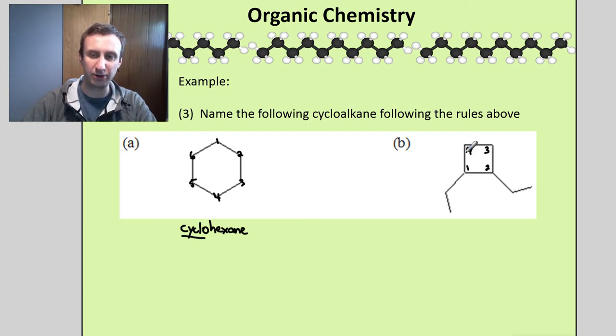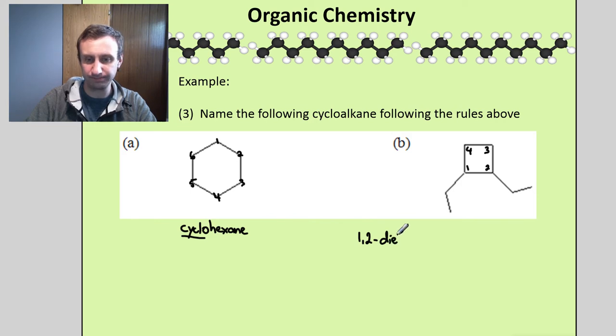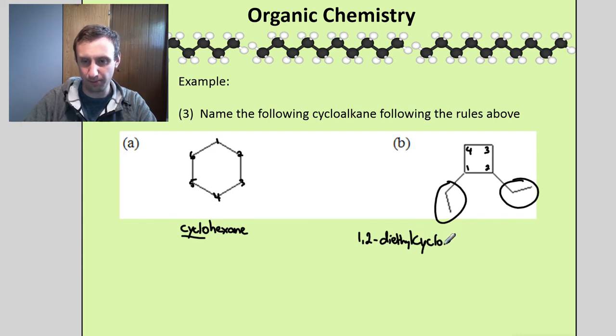So going counterclockwise in order to get the numbers that I want. If I would have started with this one at 1, then I would have gone clockwise. Same way, right? Same name either way. So I have 1,2-diethyl, because I have 2 ethyl groups, 1,2-diethylcyclobutane.